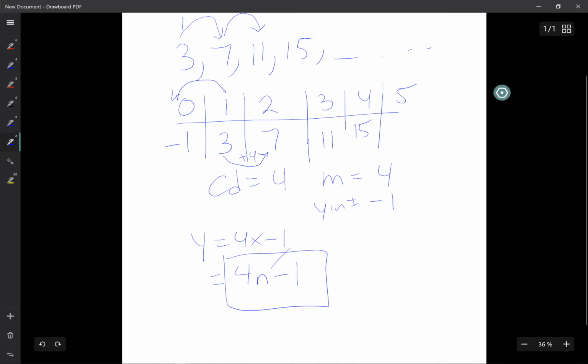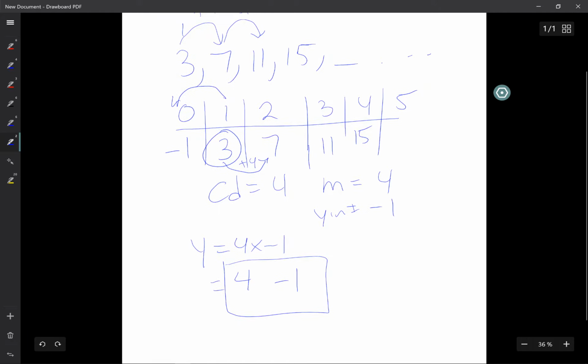Like, look, if I put a 1 in here for n, the first number, 4 times 1 is 4 minus 1 is 3. See, the first number in the sequence. If I put a 2 in here, 4 times 2 is 8 minus 1 is 7. Second number is 7. Put a 3 in. 4 times 3 is 12 minus 1 is 11. If I wanted to find the fifth number, I would change that n to a 5, right? I'd say 4 times 5 is 20 minus 1 is 19. So the fifth number is 19.